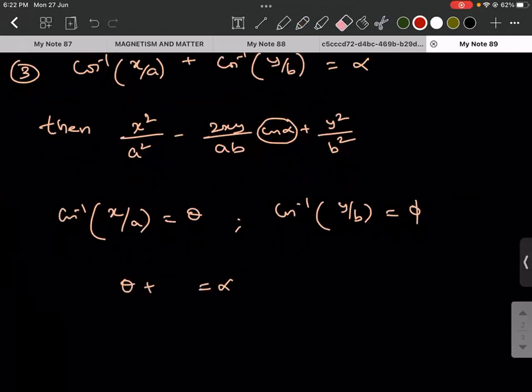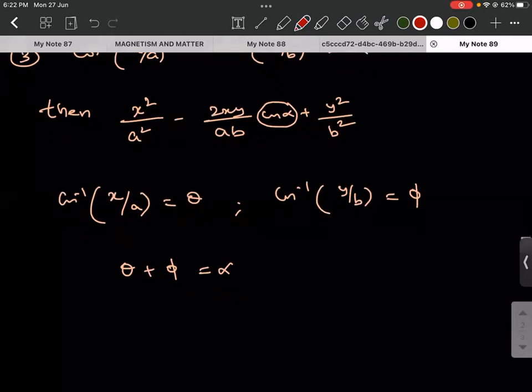Means theta is one of the angles in radians and phi is an angle in radians. The sum of these two angles is alpha. So the answer tells me that I need cos alpha. So what should I consider on both the sides? Cos on both sides. When I do that, I get cos of theta plus phi is equal to cos alpha.